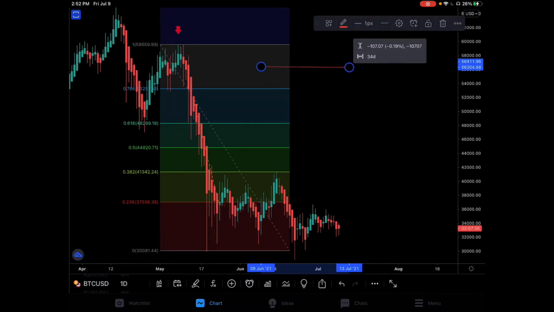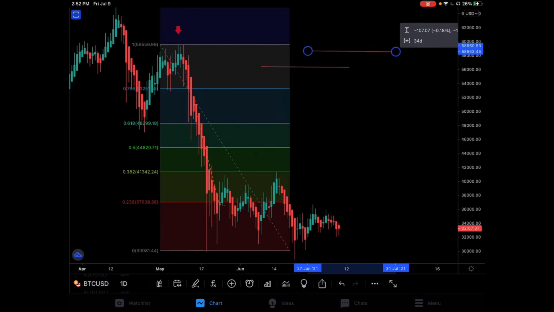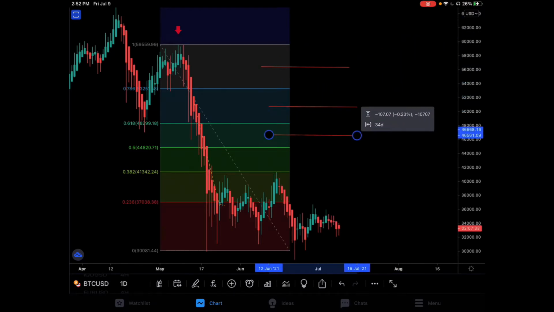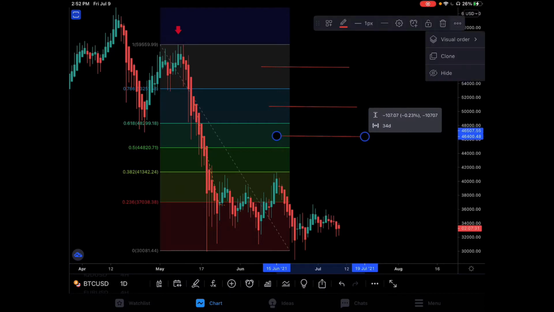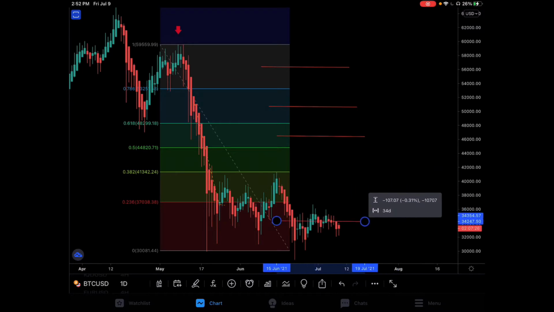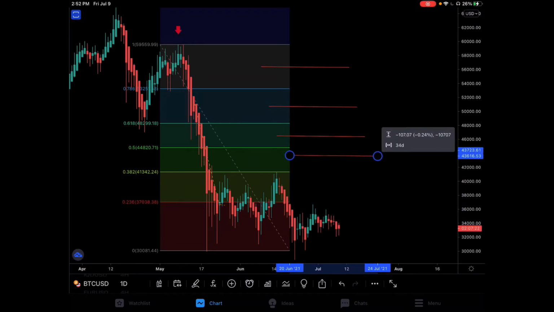Halfway between that point, halfway between this point, halfway between this point, and halfway between each of these points, there is a hidden Fibonacci. It is there. Price reacts to it.